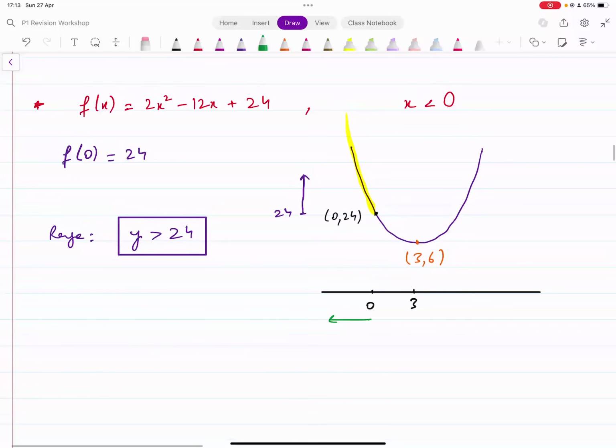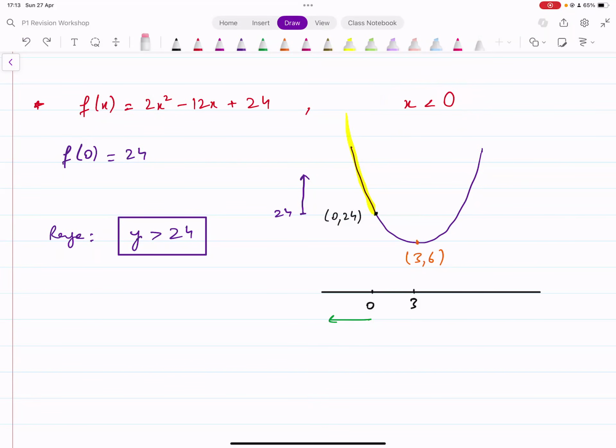Let's consider another example. If it was x less than 0, again, you think of that point when the value for x is 0, the y value turns out to be 24. It's the same turning point because it's the same expression as before: (3, 6). Which side of the turning point is this point going to be? X equal to 0. It's on the left side of the turning point. So we mark that point.